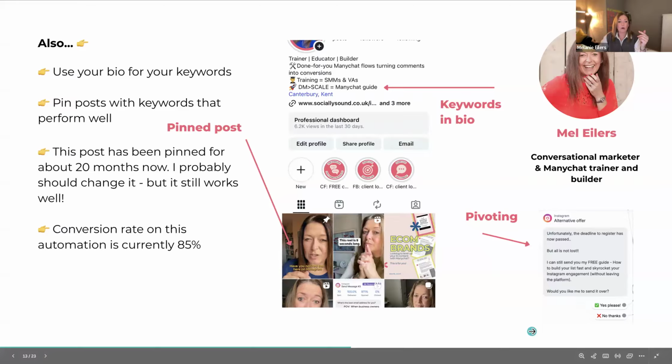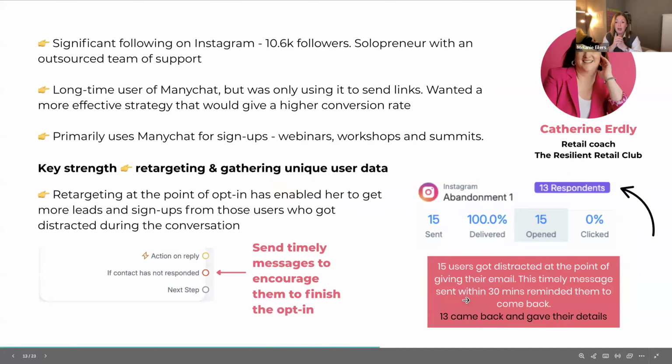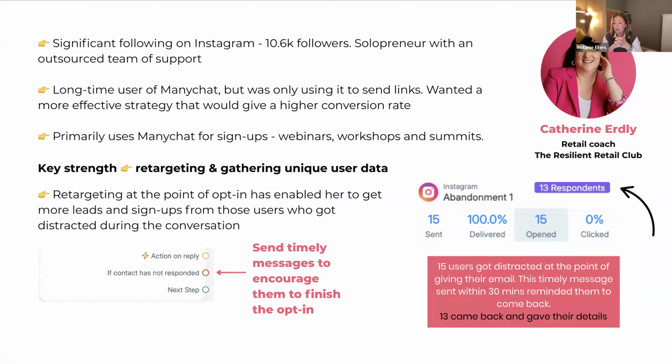So let's move on to Catherine. Catherine is a retail coach here in the UK. She runs the Resilient Retail Club. She helps bricks and mortar stores, e-commerce brands in the online space as well, with their marketing, their sales, their stock management, everything you need. If you are an e-commerce brand, you need Catherine.